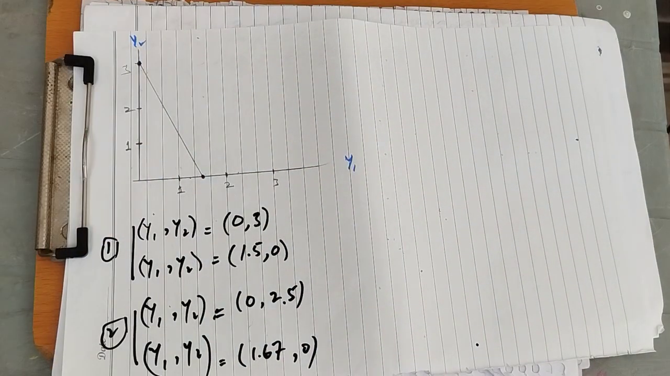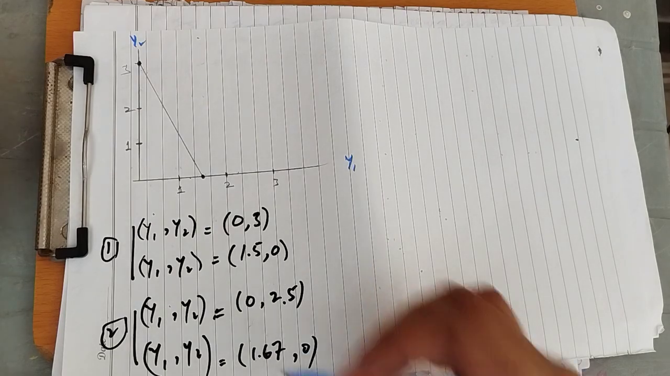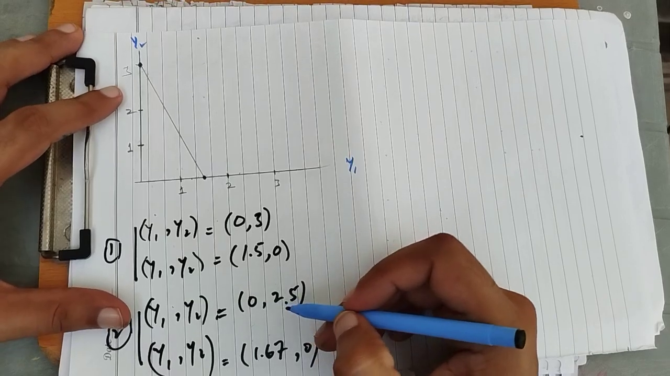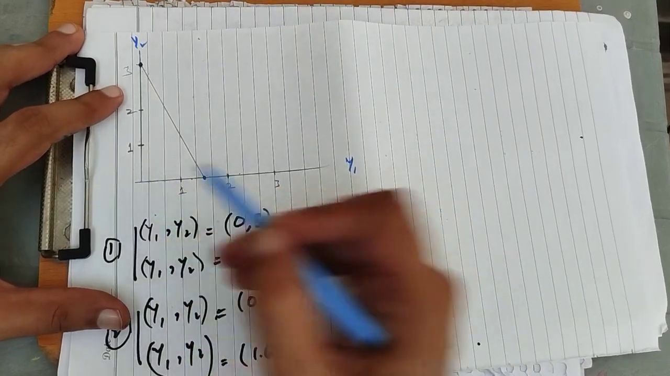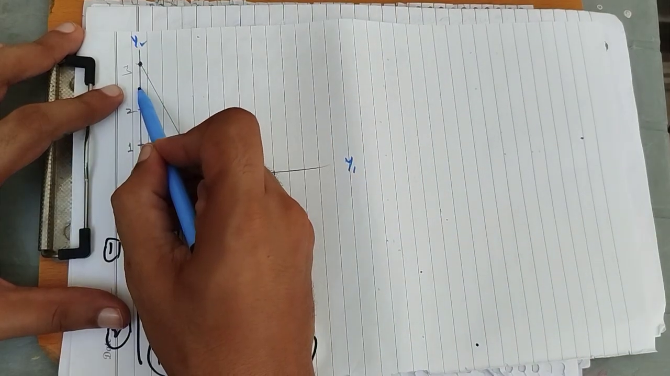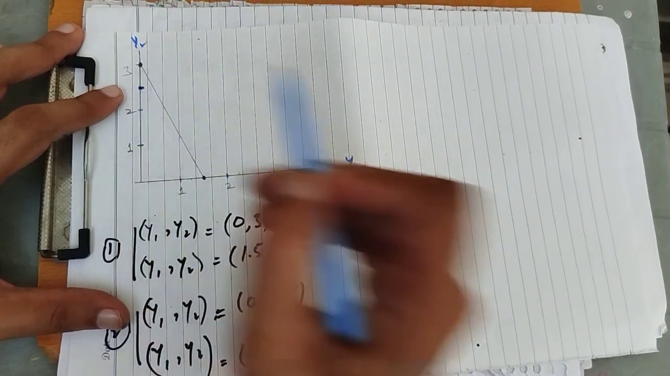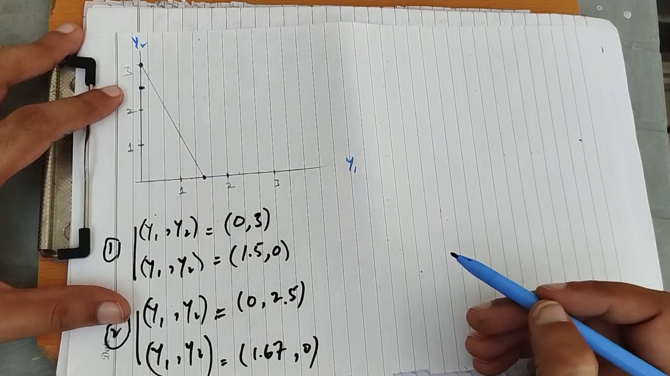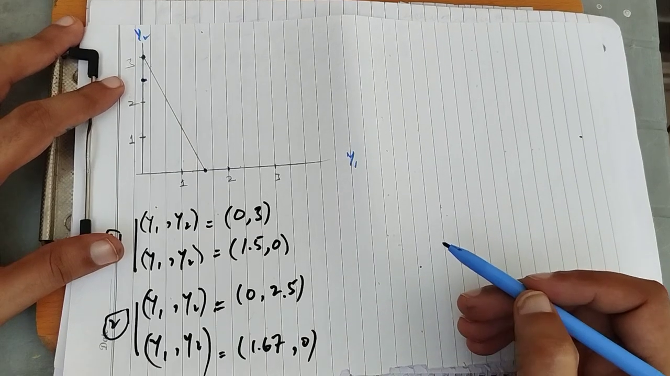Okay. Now the other points would be y1 is 0 and y2 is 2.5. So it must be around here. Okay, it is an approximation, obviously. It is not a definite one.